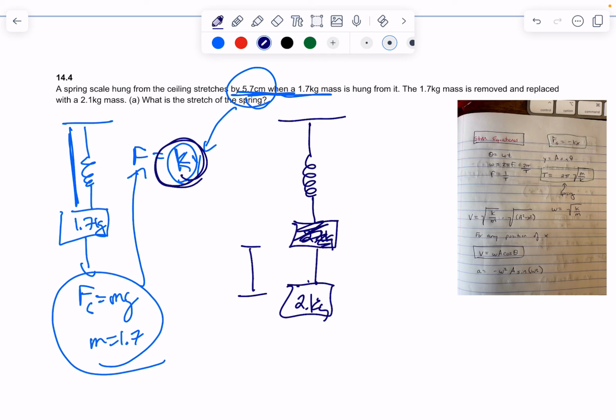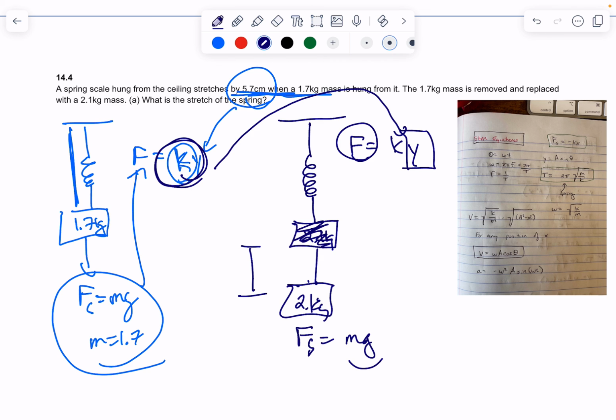And so if F equals k times y, we're trying to find how long the stretch of the spring is. You're solving for y, right? The k we know here, and we also know the force because this weighs 2.1 kilograms, so the force of gravity would be m times g. So once you know m and g, that goes here. And now instead of solving for k, you're solving for y.